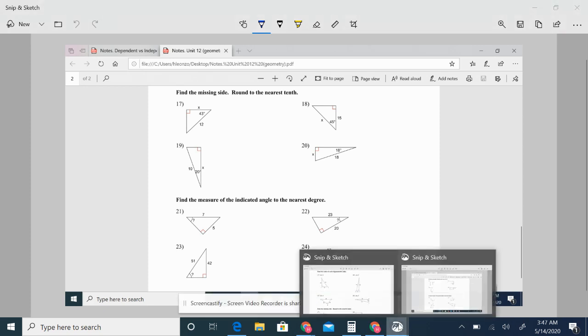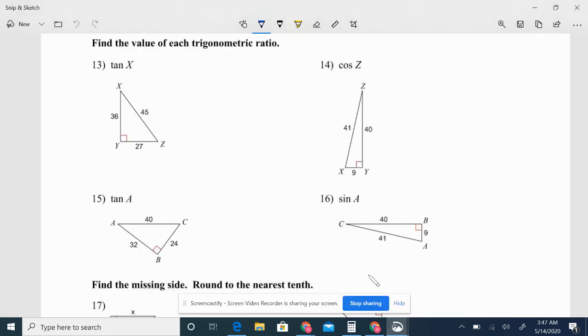All right, guys. So let's review. We have a test. So let's take a look. The first part is find the value of each trigonometric ratio. The ratio is just a fraction, and I gave you guys that sine is opposite over hypotenuse, cosine is adjacent over hypotenuse, and tangent is opposite over adjacent.